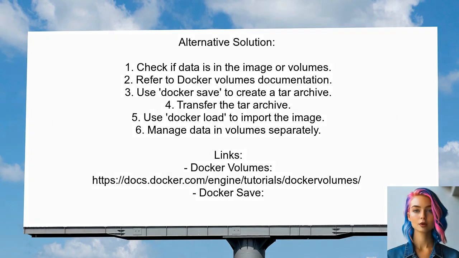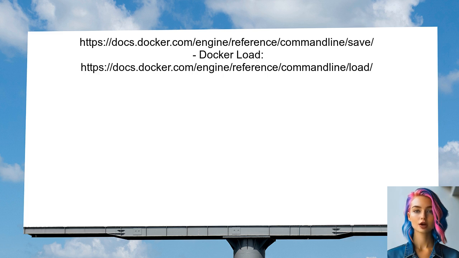An alternative approach to transferring your Docker image involves checking if your data is stored in the image or in volumes. If you're using volumes, refer to the Docker documentation on volumes for guidance. You can save your image using the command docker save, which creates a tar archive. Then, transfer this archive to the other computer and use docker load to import the image. Finally, remember to manage any data stored in volumes separately.